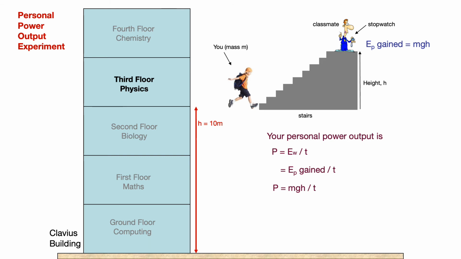So when we do the experiment, if you measure your mass, and you know the gravitational field strength of the Earth, and you measure the height you've ascended, and someone times you to do the ascent, putting all of these together into the equation, you can work out your own personal power output. And that's what we're now about to do with some sample data.